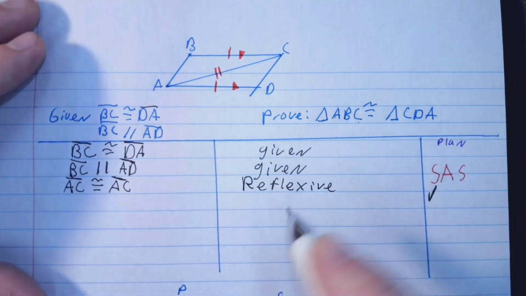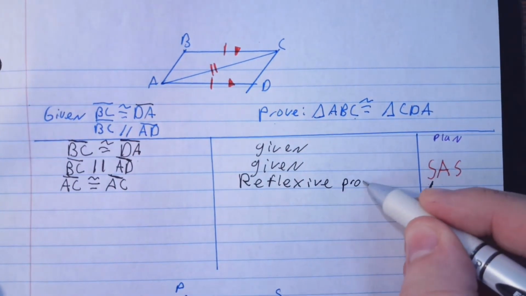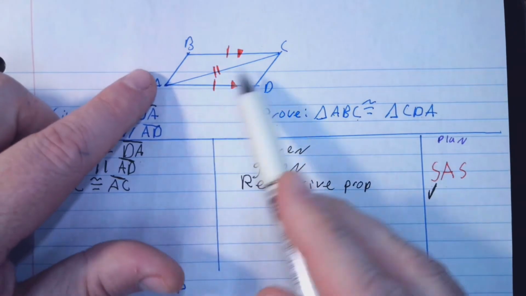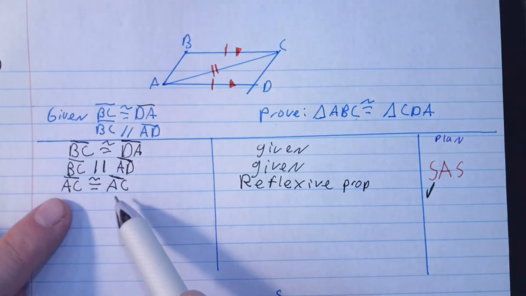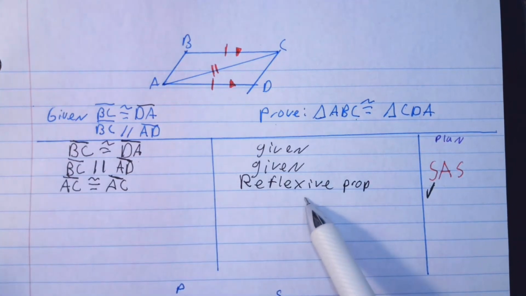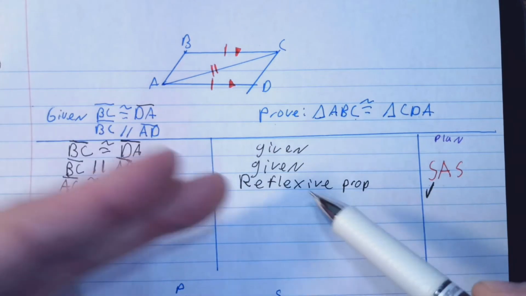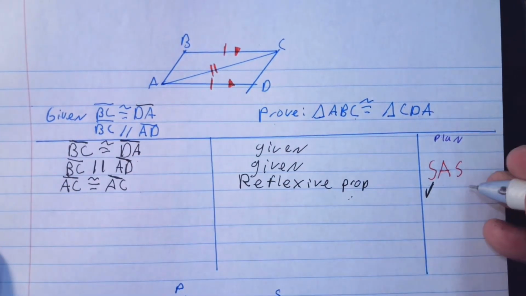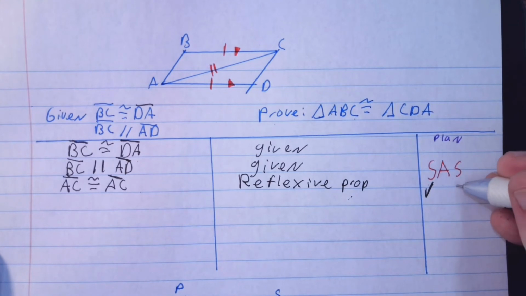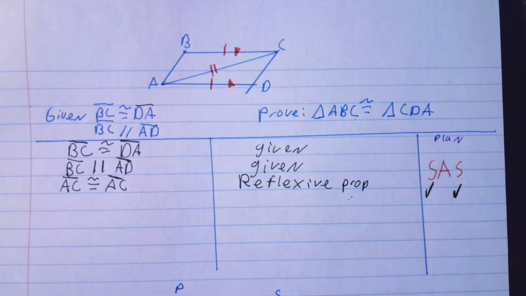Okay, this is the purpose of the reflexive property. Both triangles share this side, and so I can say that those sides are congruent because of the reflexive property. And basically they both share a line, and so the reflexive property allows me to make this statement, and it allows me to go over to my plan and say that now I have a side and another side. Now all I need is an angle, right?